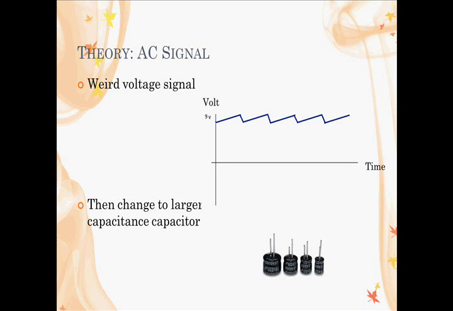And something to look out for is a weird voltage signal. If you get a voltage signal that looks similar to this, it means your capacitor doesn't have enough capacitance. And what that does is it resists less change compared to a higher capacitance capacitor. So it sort of stabilizes the line a bit, but not to an ideal line. And to fix that, just go ahead and change to a higher capacitance capacitor.